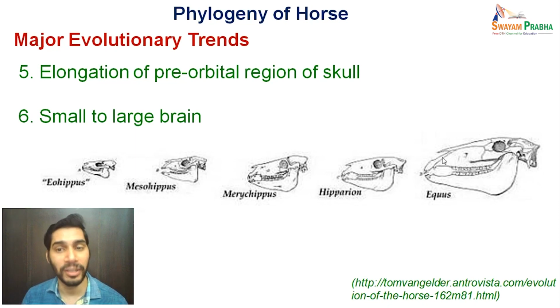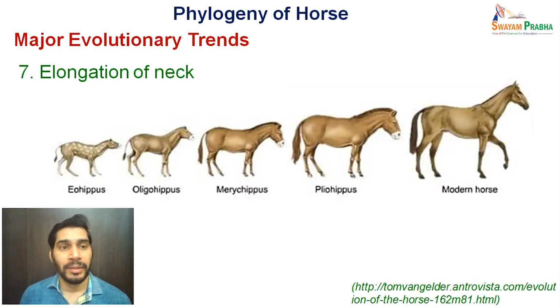It has evolved. Another thing is small to large brain. With the advancement of skull size, the brain size inside the skull has accordingly increased as well. So the size and the complexity of the brain have also increased. Then there is an elongation of the neck, which you can prominently see across these organisms from Eohippus to the modern horse.